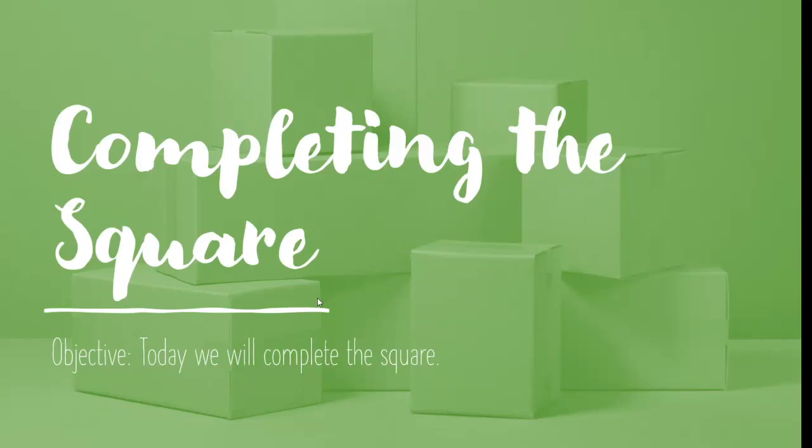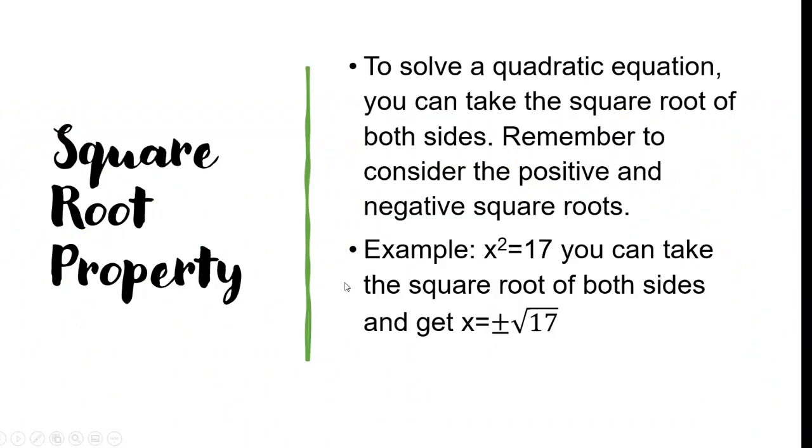All right, today we will be completing the square. To solve a quadratic equation, one of the ways you can do that is using the square root property, which is basically taking the square root of both sides of the equation. And don't forget to take into account the positive and negative square root. So let's look at some examples.